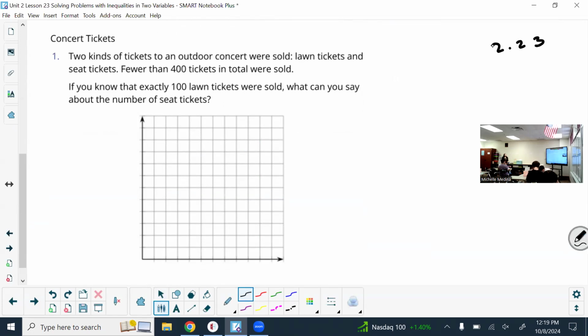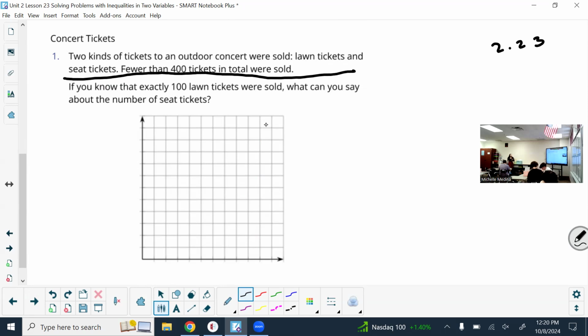So we have two kinds of tickets to an outdoor concert were sold, lawn tickets and seat tickets. Fewer than 400 in total were sold. And then it asks an additional question. You can ignore the additional questions right now. It says, if you know exactly 100 lawn tickets were sold, what can you say about the number of seat tickets? We'll get to that later. For now, you just need to be able to make the inequality. So identify a total or a constraint. Same difference, to be honest.